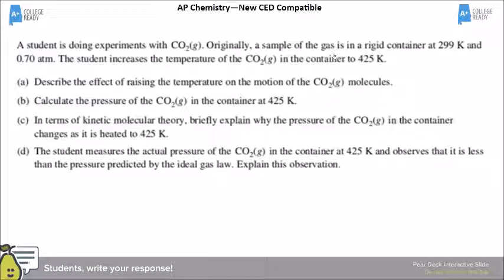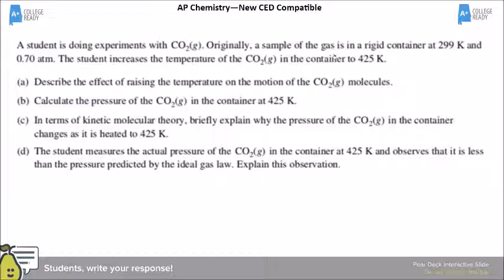So if you knew the original pressure at 0.7 and temperature, you could plug that into the combined gas law. P1V1 over T1 is equal to P2V2 over T2. And your T2 here is 425. And you don't have to plug in a volume at all because the volume is constant. It's a rigid container.